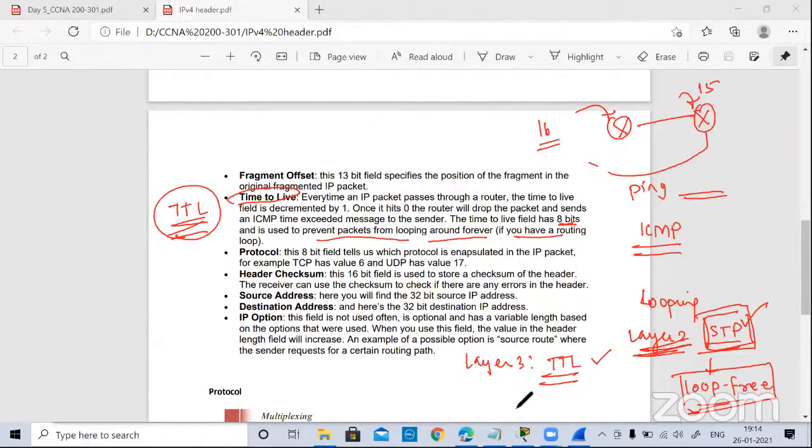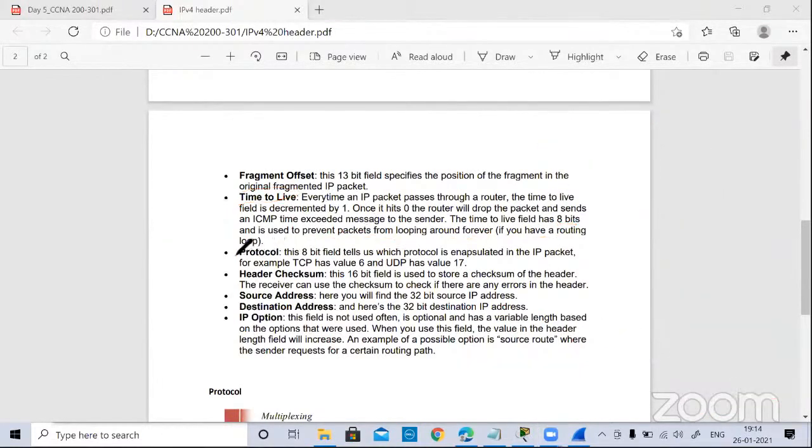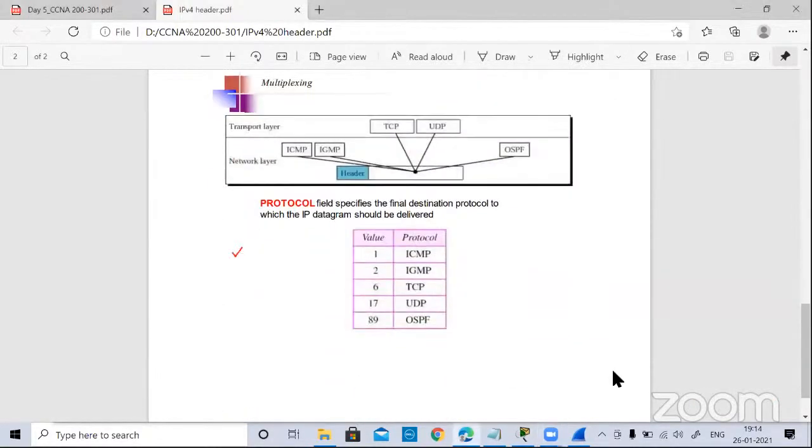Then we have the next field, which is the protocol field. The protocol field helps you identify which transport layer protocol has been used. I'll show you the values. In the transport layer, we have the TCP and UDP protocols. In the network layer, we have ICMP, IGMP, and various routing protocols also, right? OSPF, RIP, EIGRP, and many more.